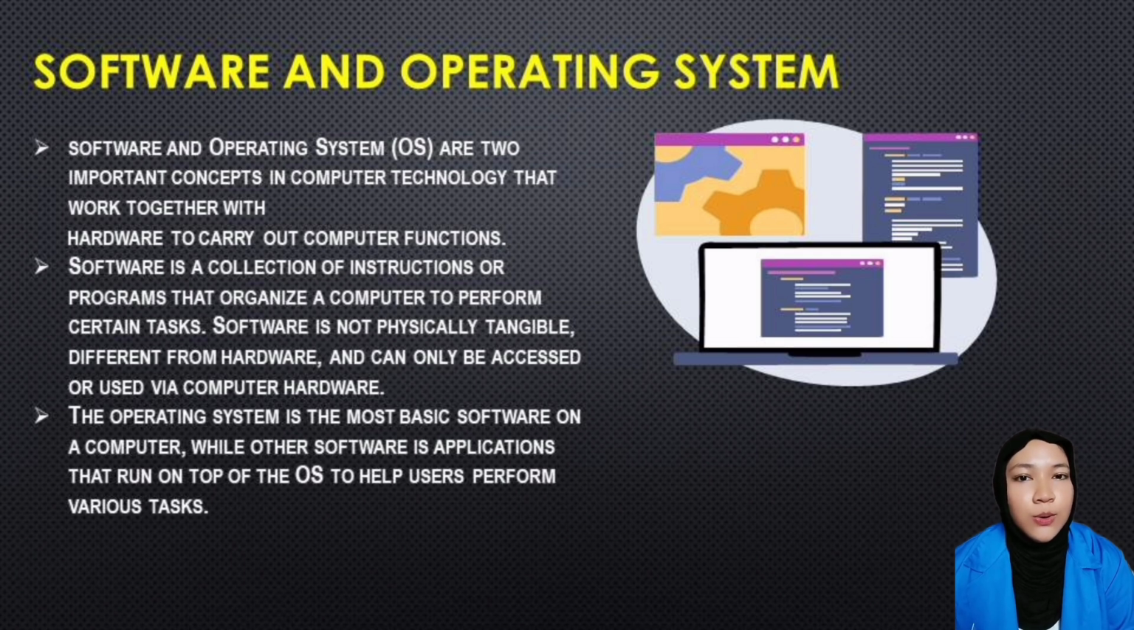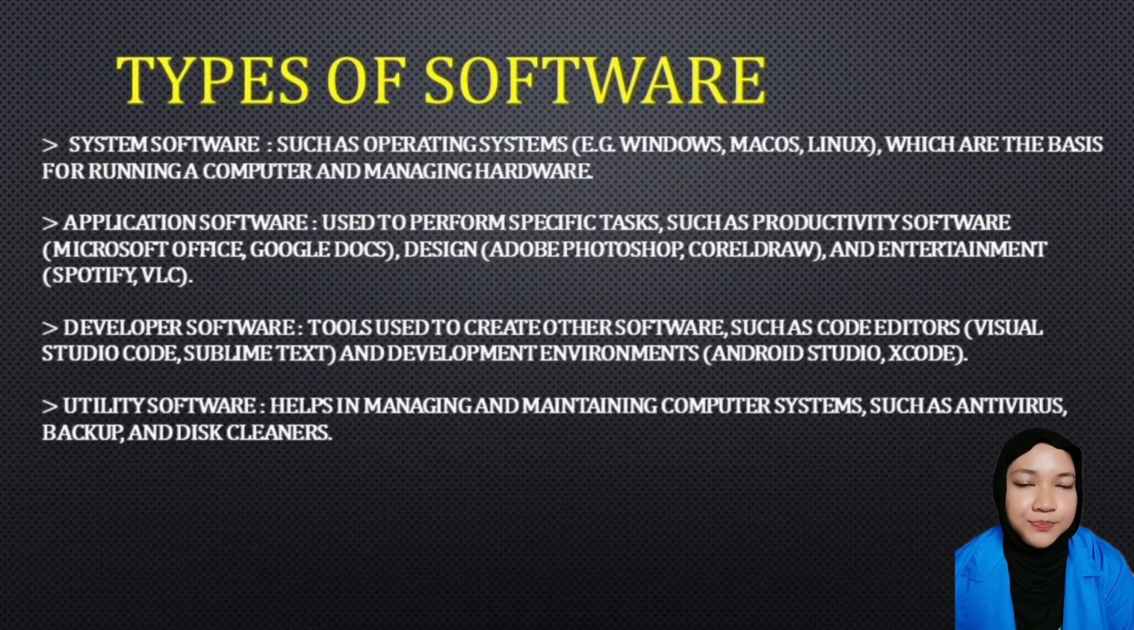The operating system is the most basic software on a computer, while other software is applications that run on top of the OS to help users perform various tasks. Okay, let's understand what are the types of software.